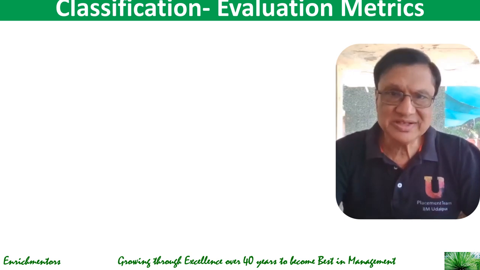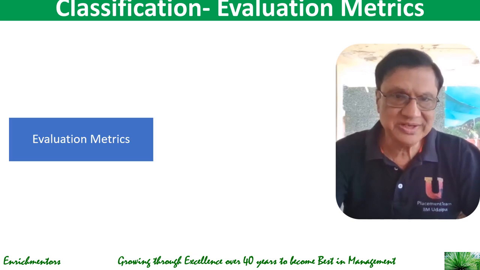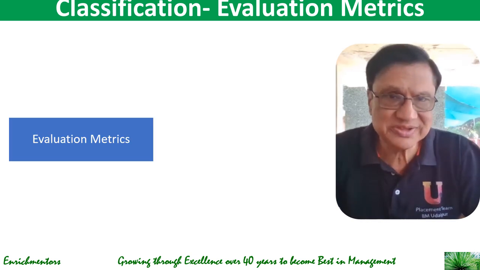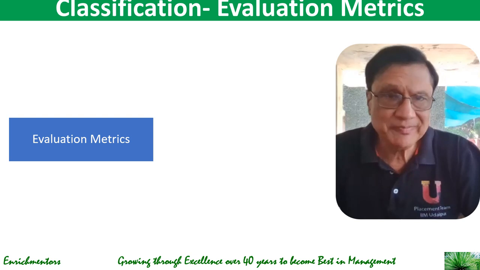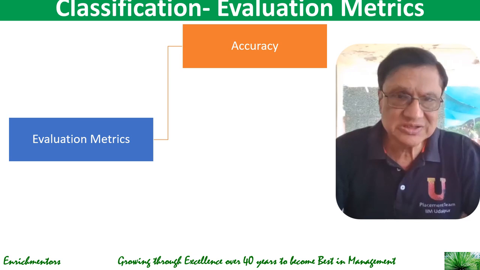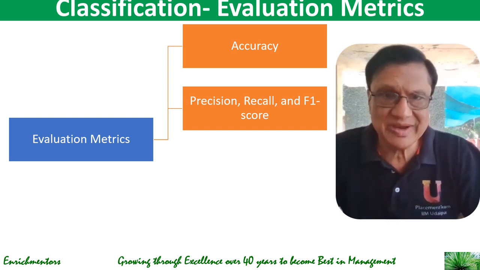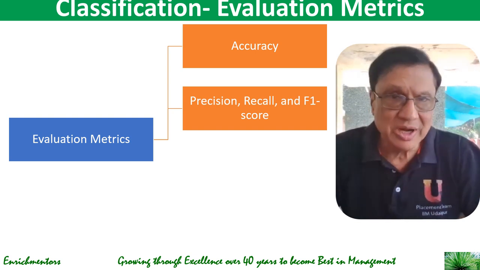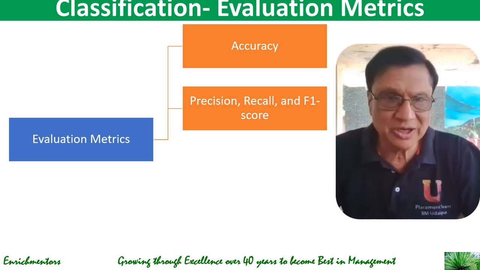What are the evaluation metrics for classification? The first one is accuracy, the percentage of correctly classified instances out of all instances. If you classified 100 data points, what percentage of them did you classify correctly? The second is precision, recall, and F1 score. These are metrics to evaluate the performance of binary or multi-class classification models, and we will talk about what these are in the remaining part of this lecture.